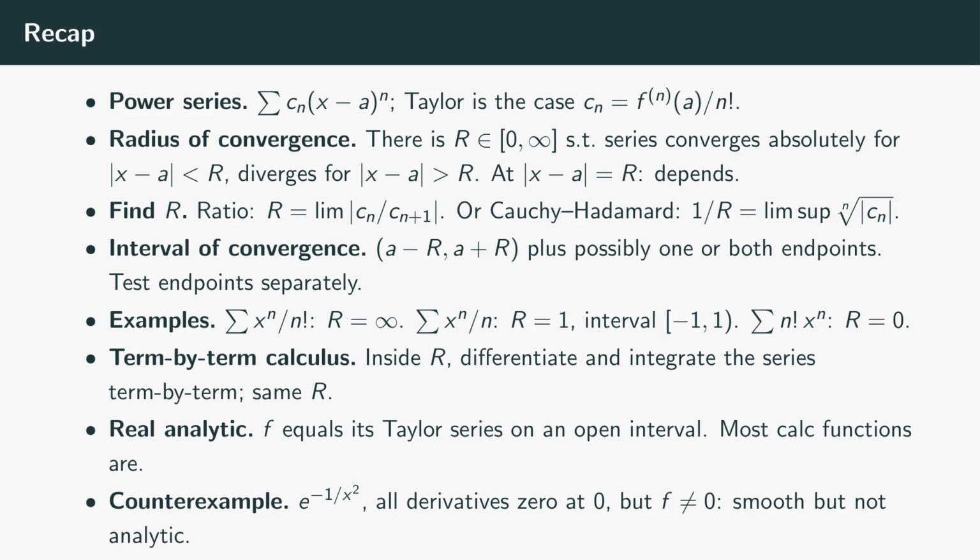A function is real analytic at a if it equals its Taylor series on some open interval around a. Most calculus functions are. The famous counterexample is e to the minus 1 over x squared, extended by 0 at the origin. Smooth, all derivatives vanish at 0, but the function itself is not 0. Smooth doesn't imply analytic. Power series complete the story of one variable calculus. Next series, we step out of one dimension. See you there.